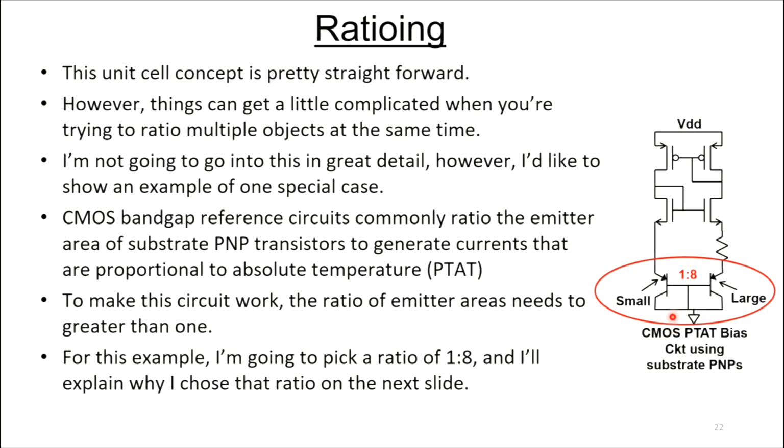To make this circuit work, and I'm not going to get into this today, but next month I'll talk about this circuit, you need a ratio of these emitter areas that's greater than 1. Now, it could be 3, it could be 5, it could be whatever. For this example, I'm going to pick a ratio of 1:8, and I'm going to show you on the next slide why I've picked that ratio.